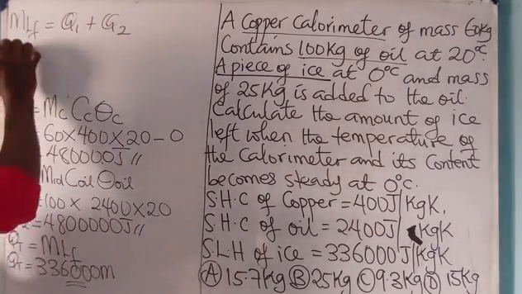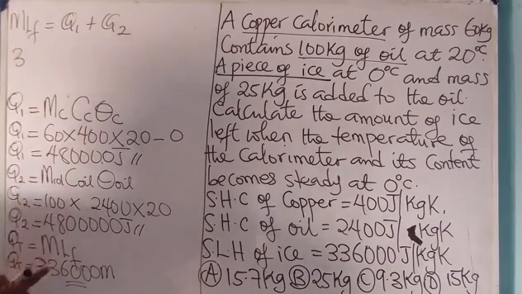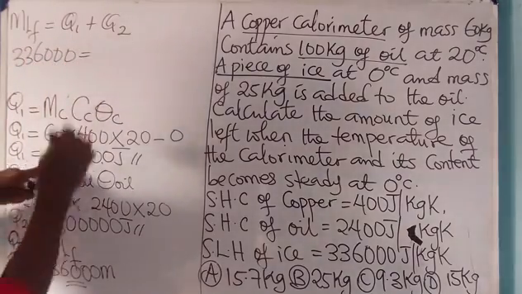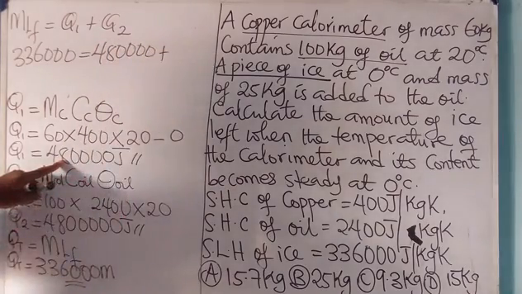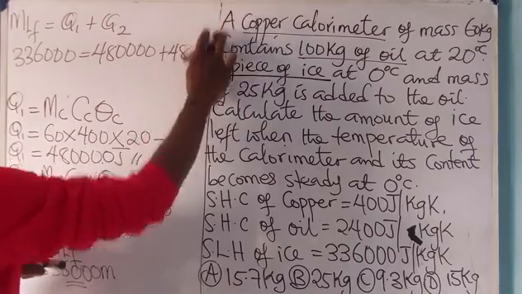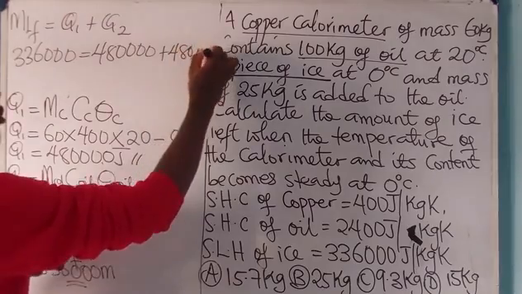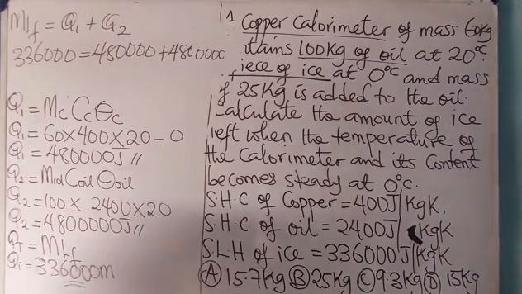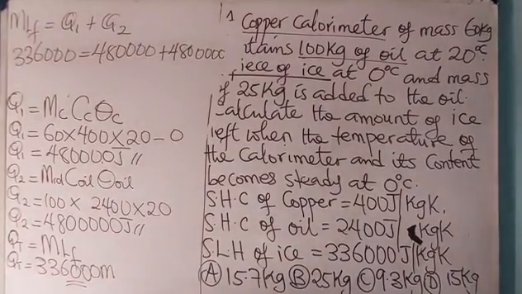So the mass which we are looking for, we got it here before: 336,000 times m equals Q1, which is 48,000, plus Q2, which is 4,800,000. How many zeros? 1, 2, 3, 4, 5. All right. So what do we do next? We have to add up everything. Excuse me, let me get a calculator please.